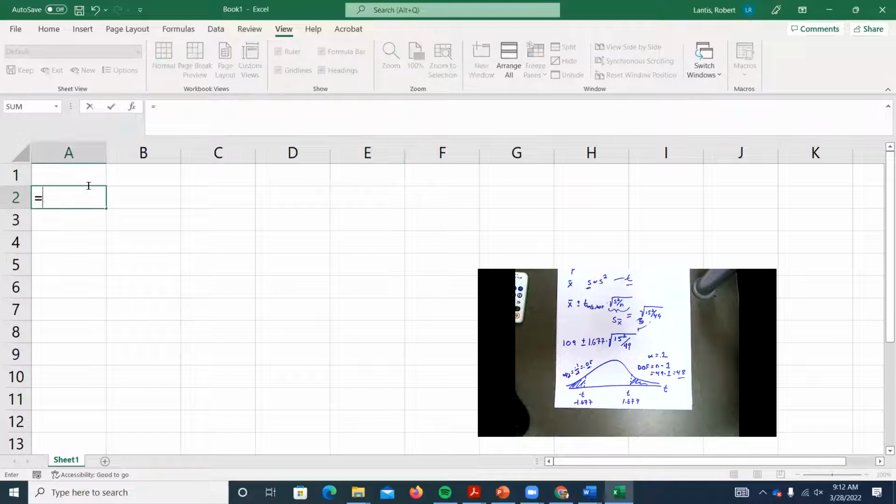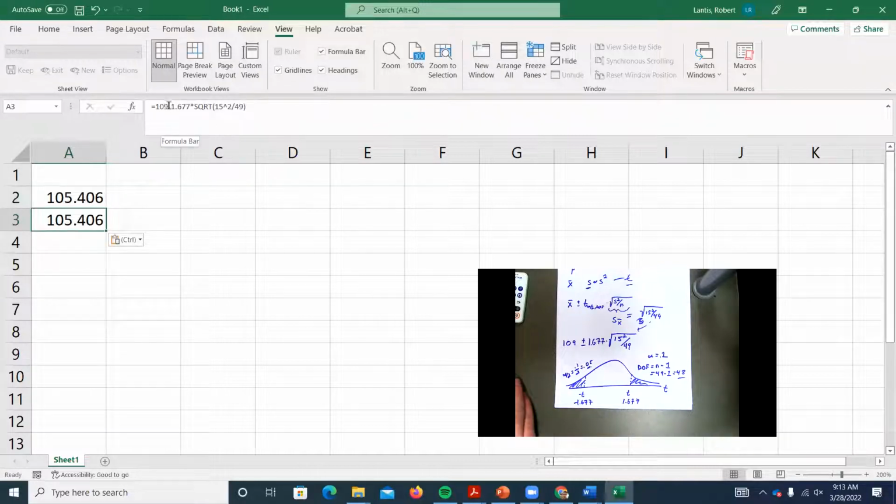Anything in that setup? All right, so we have 1.677 times the square root of 15 squared over, what was our sample size, 49? So there's our lower bound. And then we'll add our margin of error. So if you work this out, if you get this entered into your calculator, hopefully what you're getting is about 105.4 and about 112.6.